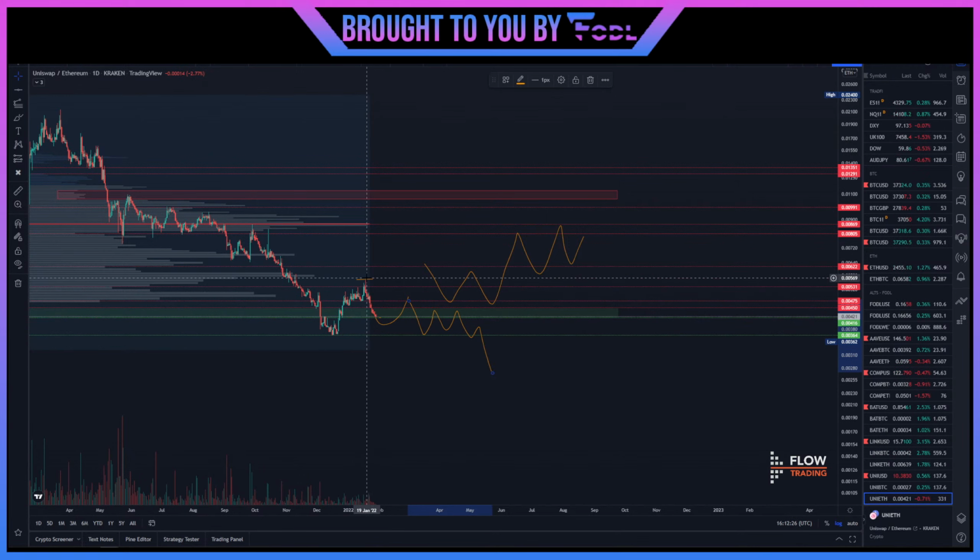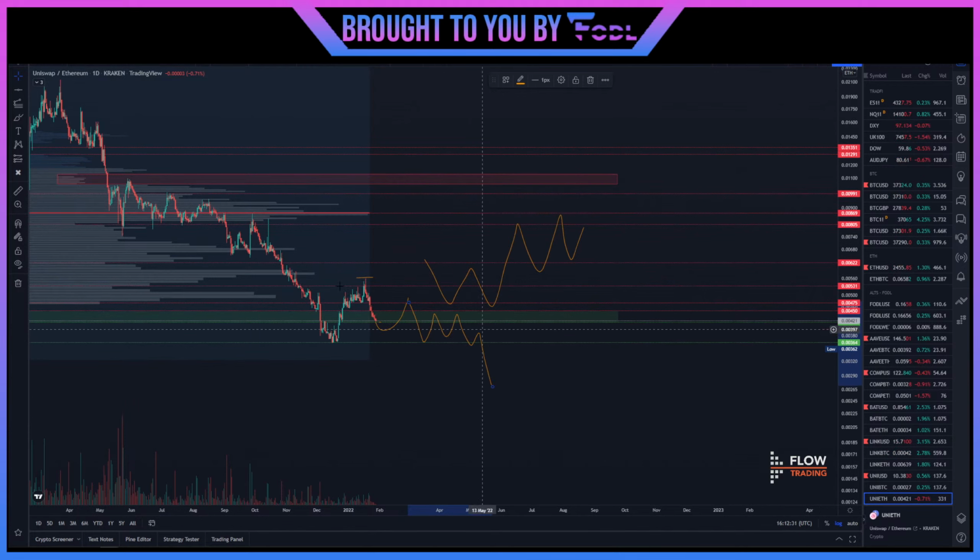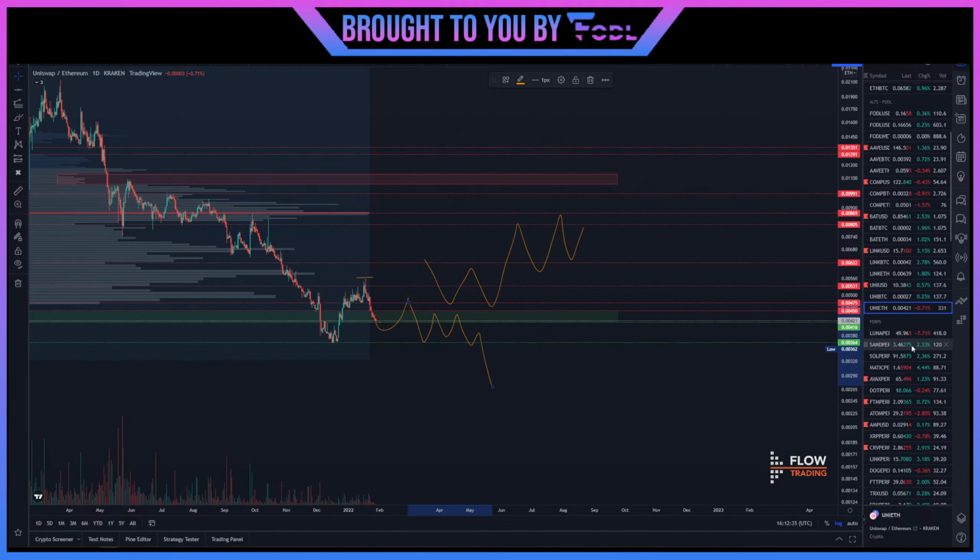Big moves to the upside, you enter shorts. Big moves to the downside, you enter longs. That's what you should do, and that is financial advice. Okay, just joking, I'm not a financial advisor.